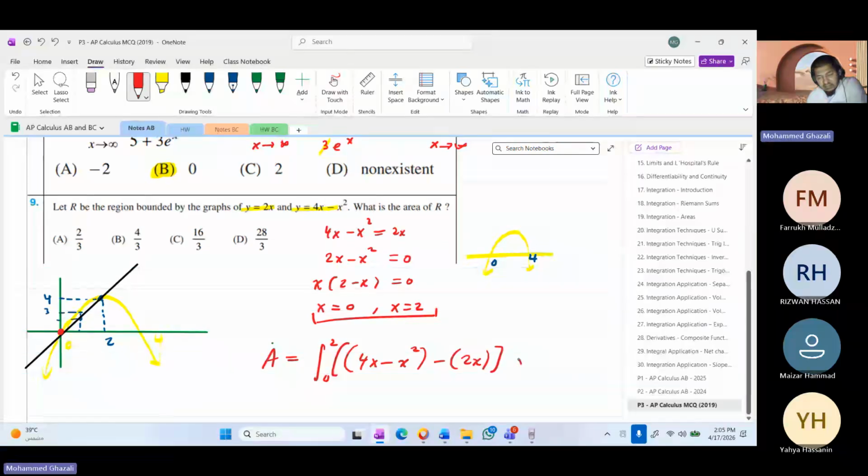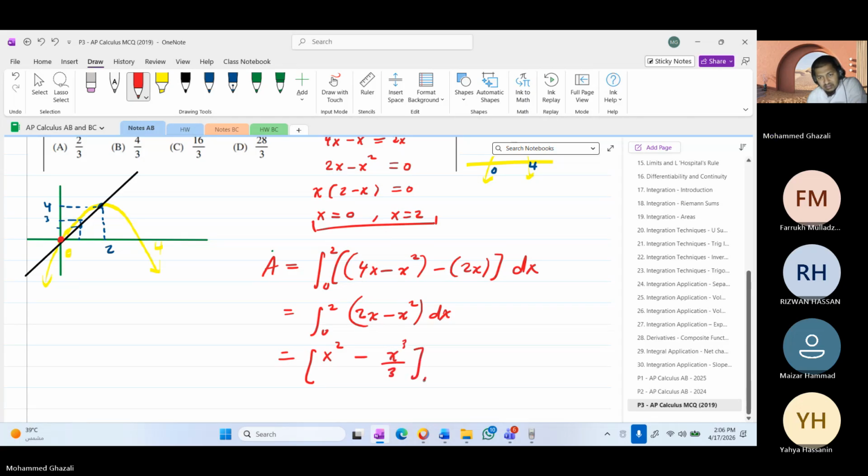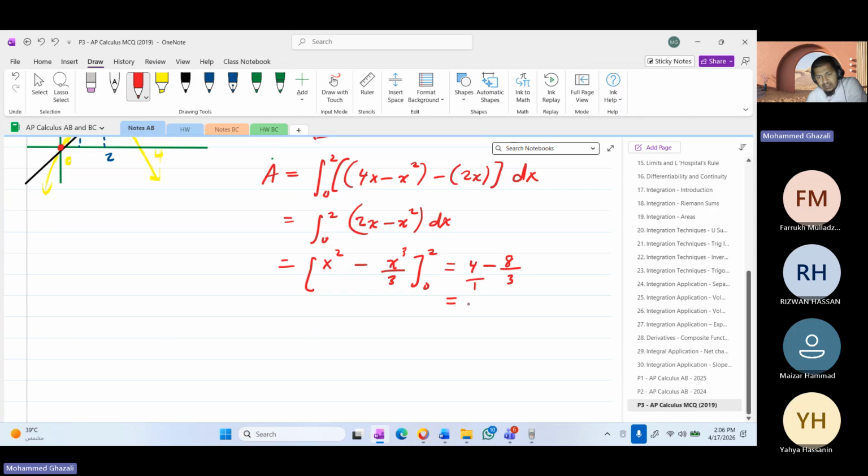And now you have to integrate this with respect to x. Now, integral from 0 to 2, 4x minus 2x is 2x minus x squared dx. If you integrate this, basic knowledge, the integral of 2x is just x squared, right? Minus x cubed over 3, from 0 to 2. If you substitute 2, good enough. You substitute 0, you'll just get 0. So 2 squared is 4, and 2 cubed is 8. 4 minus 8 over 3. That's 12 over 3 minus 8 over 3, so 4 over 3 units squared.